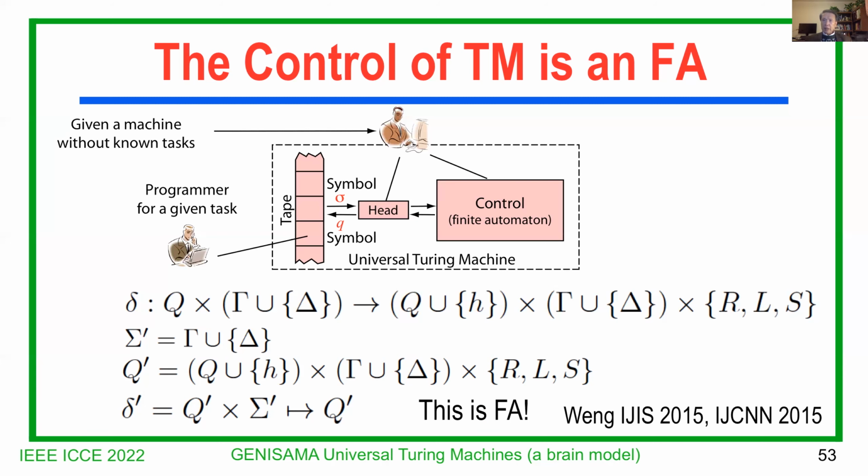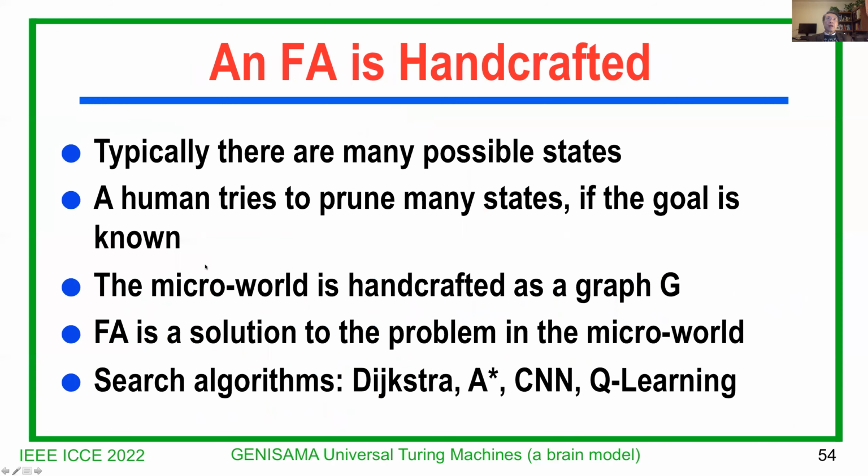But you say, hey, it's kind of weird. This FA is weird because you have don't-care entries. But once you have an emergent Turing machine, then we don't really need to worry about that. All right, that's the beauty of vectors. So an FA is handcrafted. Typically, there are many, many possible states. A human tries to prune many states if the goal is already known for the task given. And the micro world is handcrafted as a graph.